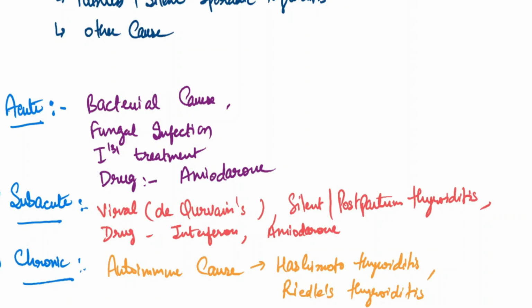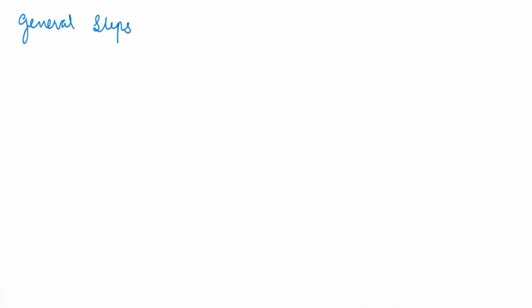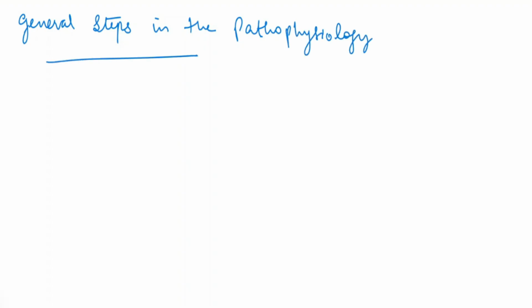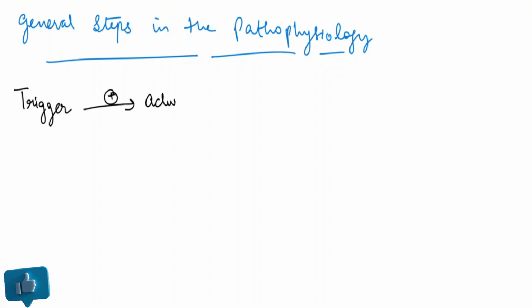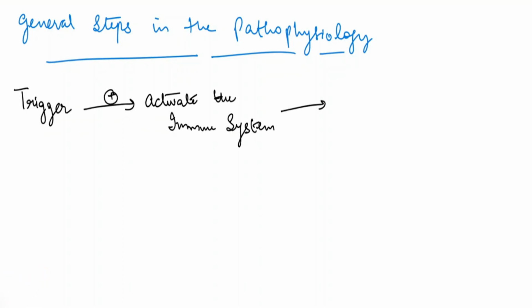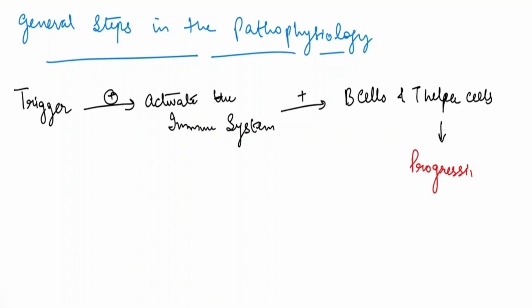And now the pathophysiology. Let's first discuss the pathophysiology of autoimmune thyroiditis. By understanding the autoimmune cause, it is much easier to understand the pathophysiology of other causes. The general steps in pathophysiology are: a trigger is present which activates the immune system, that is, the activation of B cells and T helper cells. And these B cells and T helper cells cause the progressive inflammation of the thyroid gland.